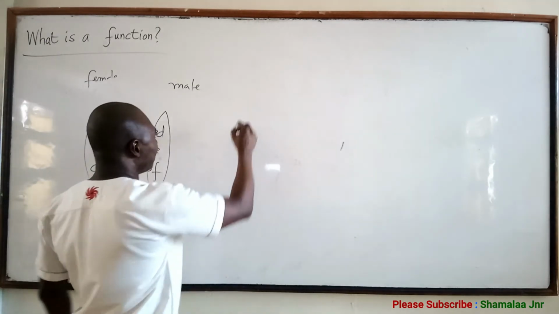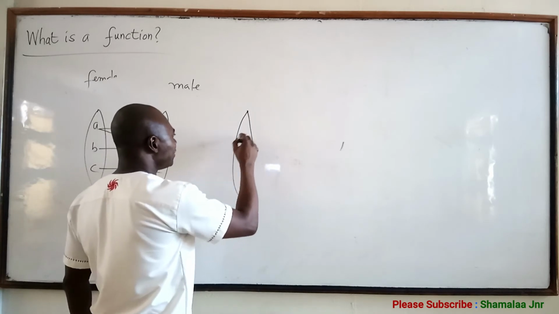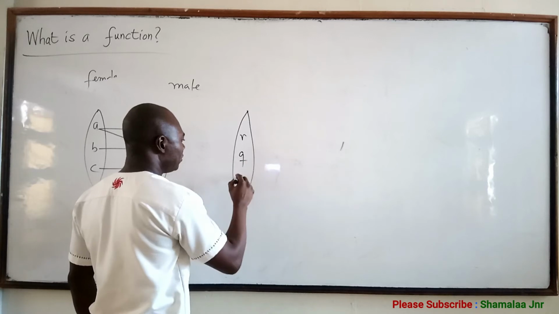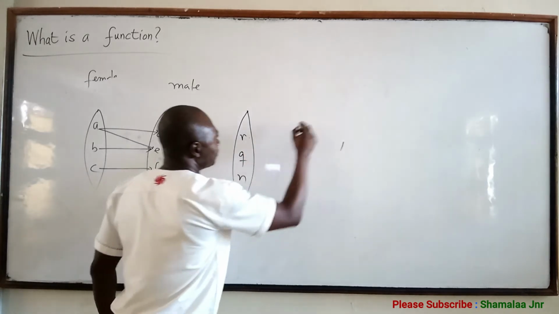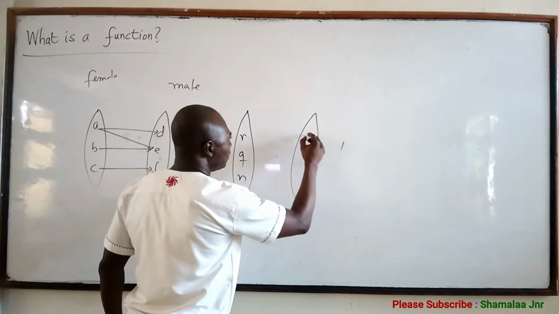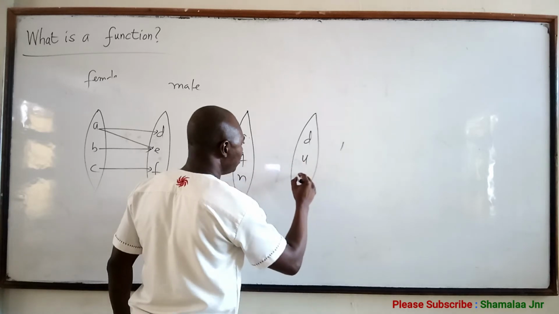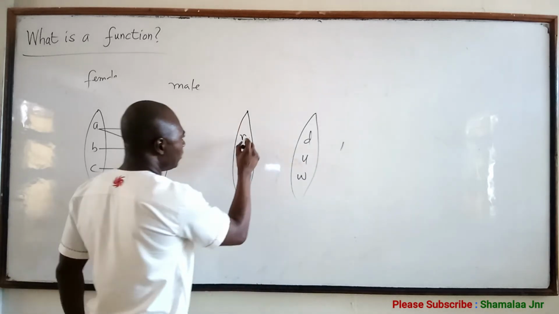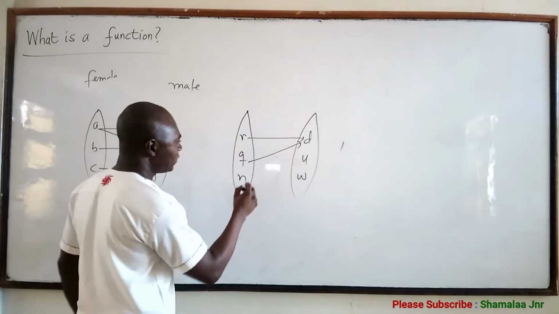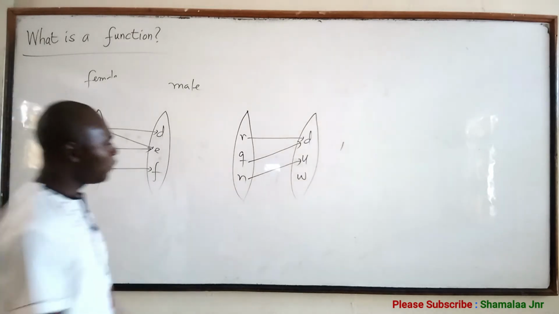You can also have something like this. I want you to understand, that's why I'm giving you all this. I can also have something like this. Maybe L, Q, N. And then have G, U, W. This is marked onto this. This is marked onto this. And this is marked onto this. Viewers, this is a function.